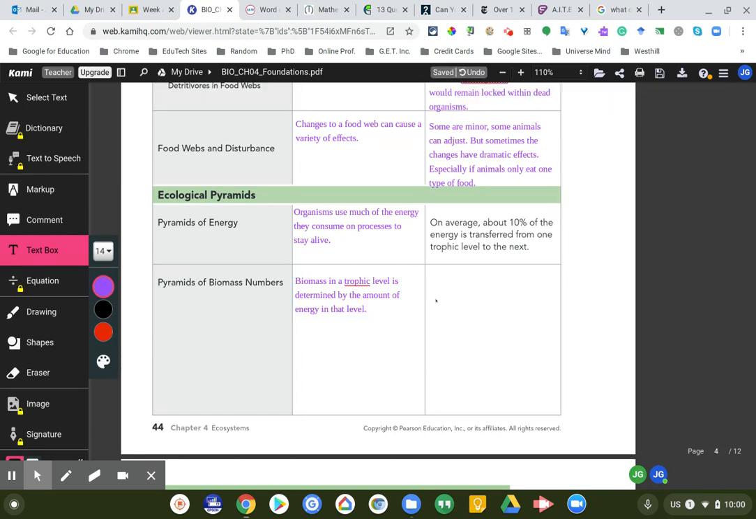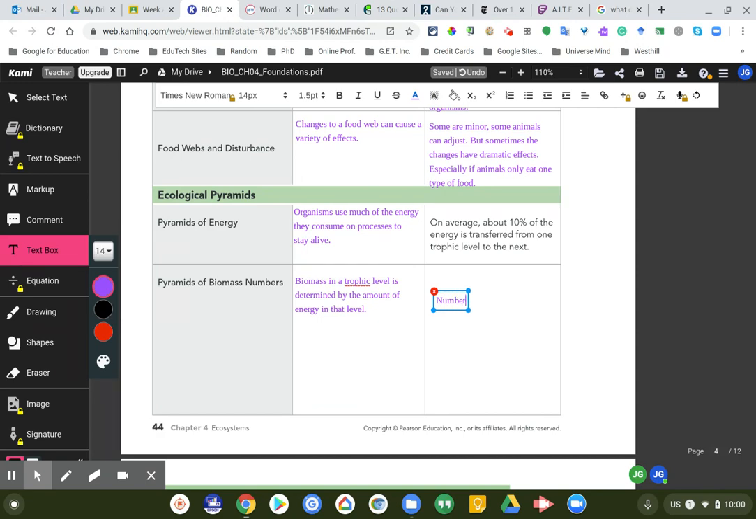Okay, and I kind of did this one short because I think other stuff is a little bit more important than this chart, especially at the bottom here. Numbers of organisms decrease as the level goes up.